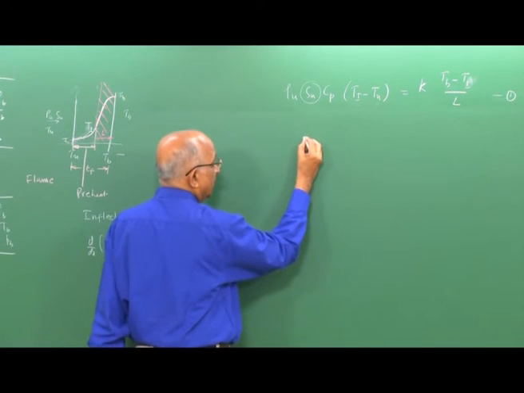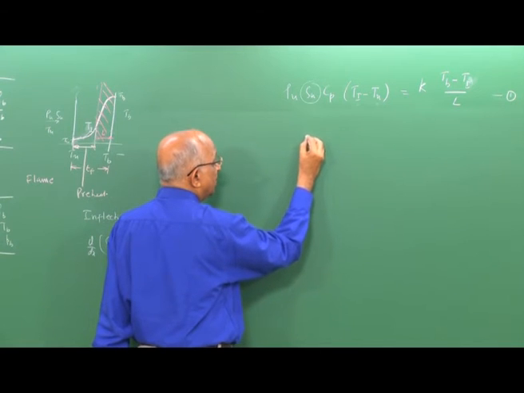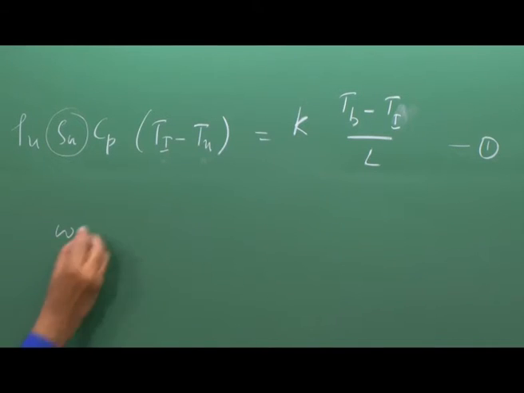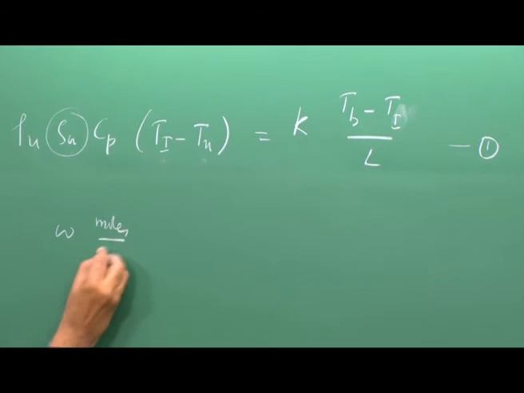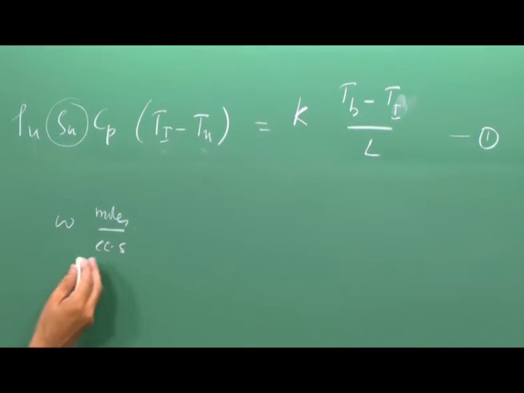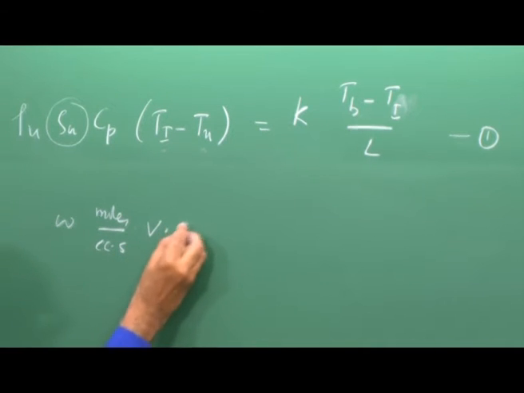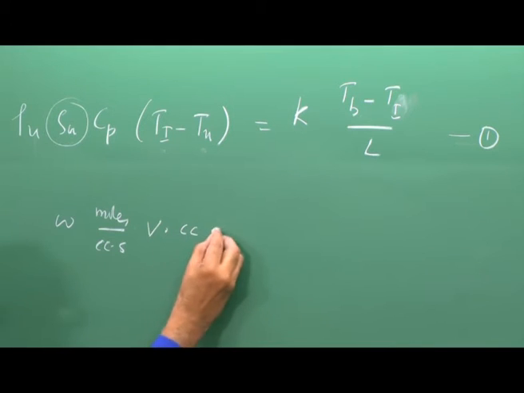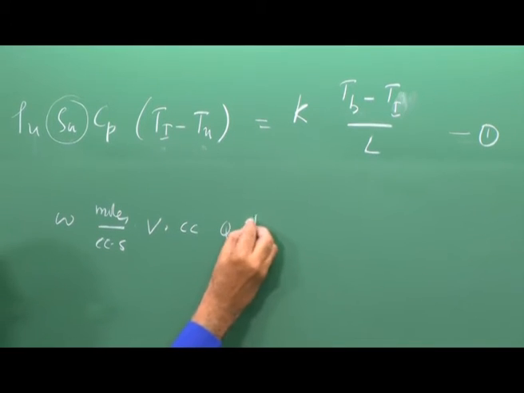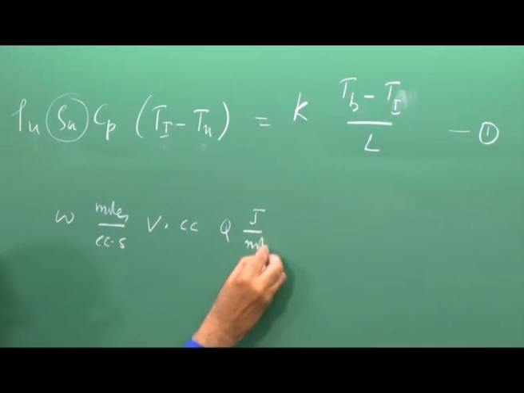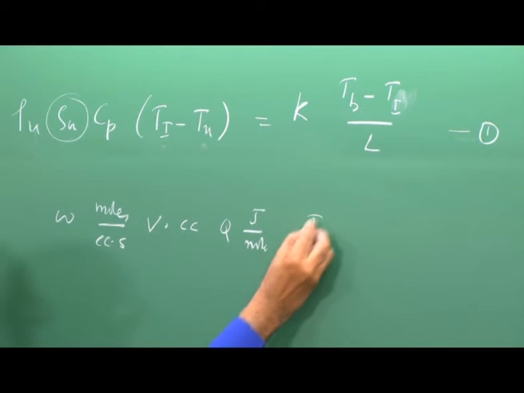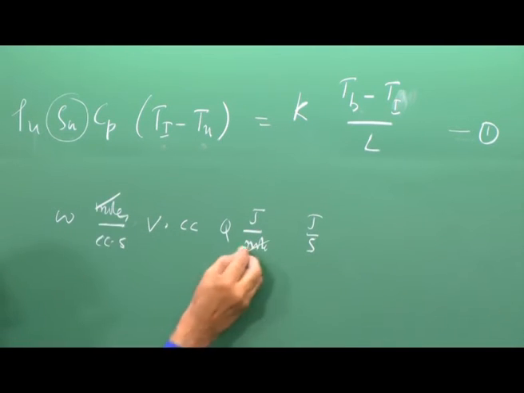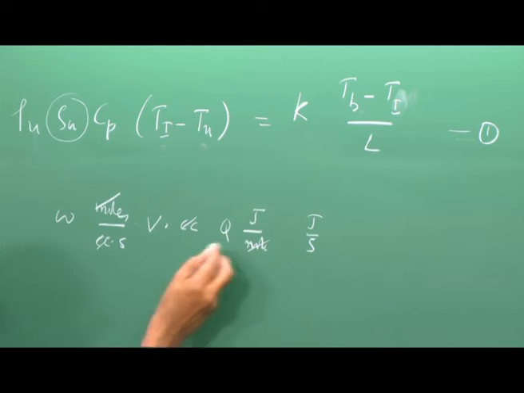Well, the heat generated can be written as the rate of chemical reaction, so many moles per cc per second, multiplied by the volume, so many cc, multiplied by the heat generated per mole, Q, so many joules or kilojoules per mole. This gives me the value in joules per second, because mole and mole get cancelled, cc gets cancelled, and I have joule per second.